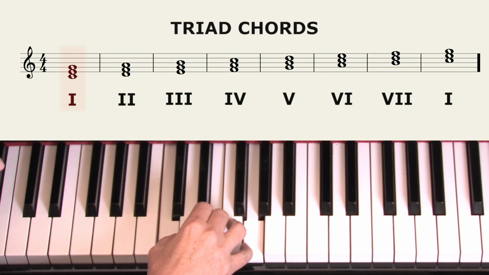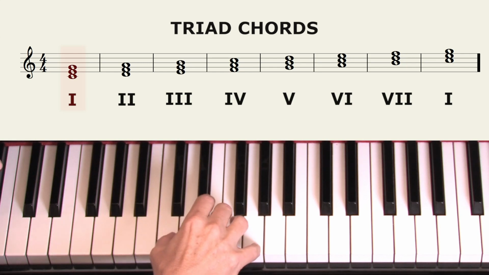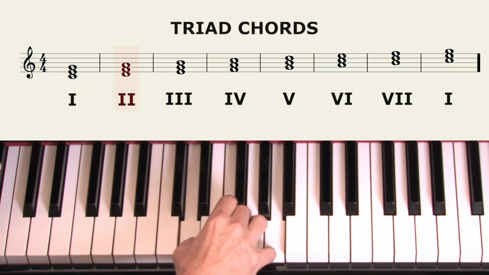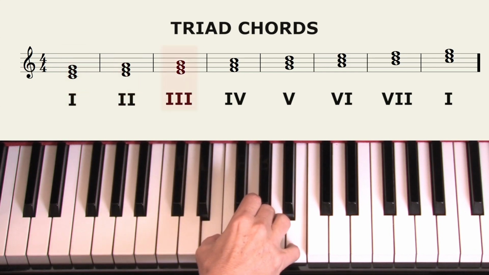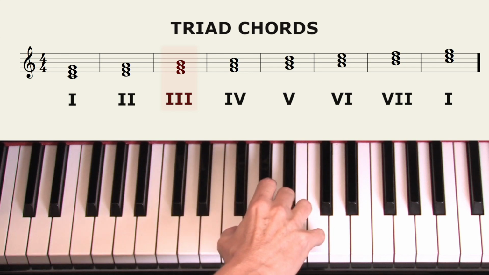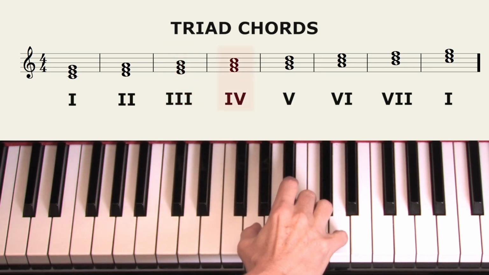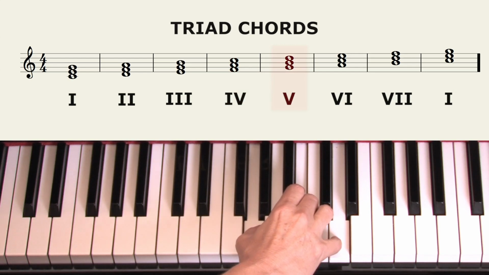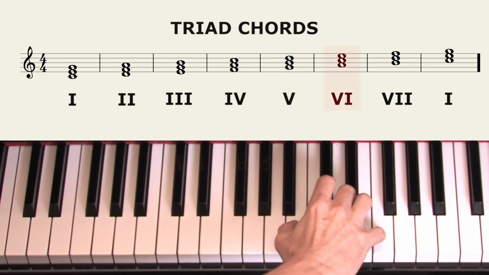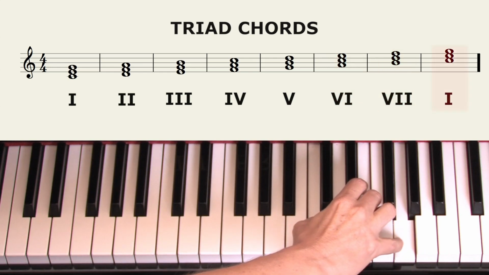So in C major, we can make a tonic triad obviously on the first one, but then a triad on D, which is the second note of the scale, a triad on E, the third, a triad on F, which is the fourth note of the scale, a triad on G, which is the fifth note of the scale, a triad on A, B, and back to C, which is the first note of the scale again.